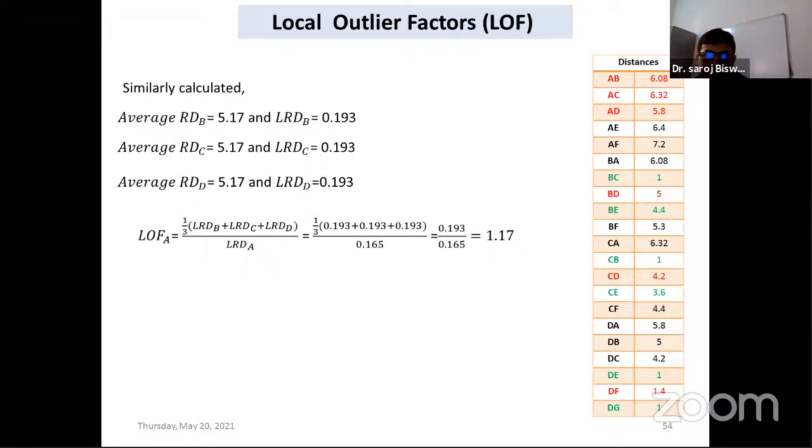But on average, if the score is greater than or equal to 1, then we can say that it is an outlier. So according to that definition, now we can say this A is an outlier because here the score is 1.17. So in that way, actually, LOF works.